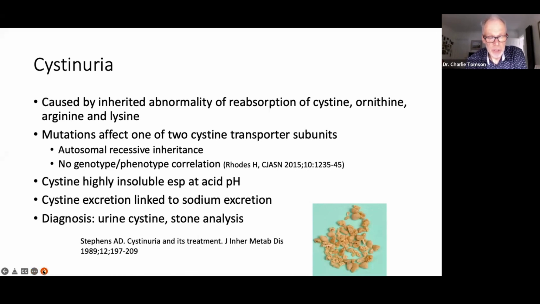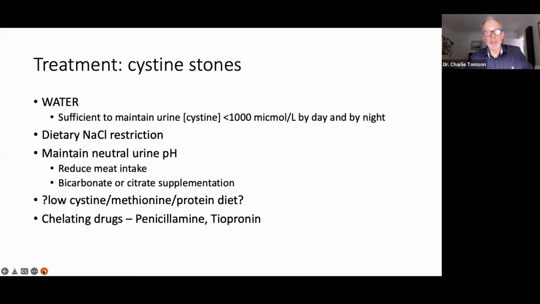There have been very few recent advances in the treatment of this condition, and the treatment is largely with water, dietary sodium restriction, because as I've said, a high sodium intake increases the amount of cystine that's excreted, and trying to maintain a neutral urine pH. Not alkaline, because alkaline urine pH will increase the risk that calcium phosphate will precipitate on top of the cystine stones, which will act as a nucleator for calcium phosphate stones, and then you'll be left with two different types of stones, which is more difficult to treat.